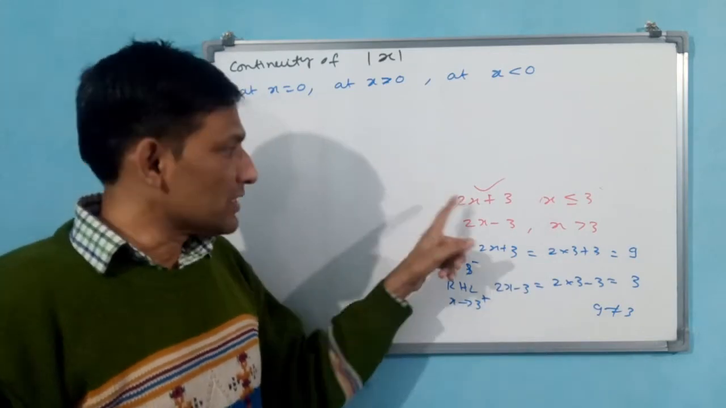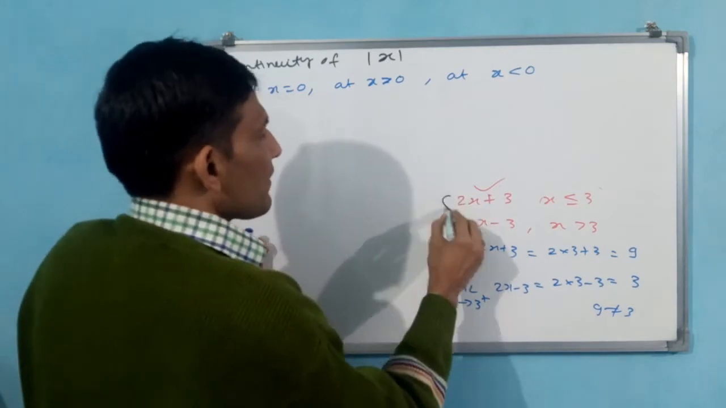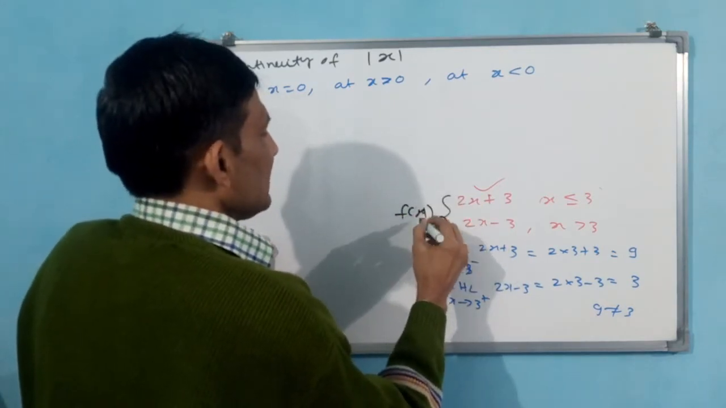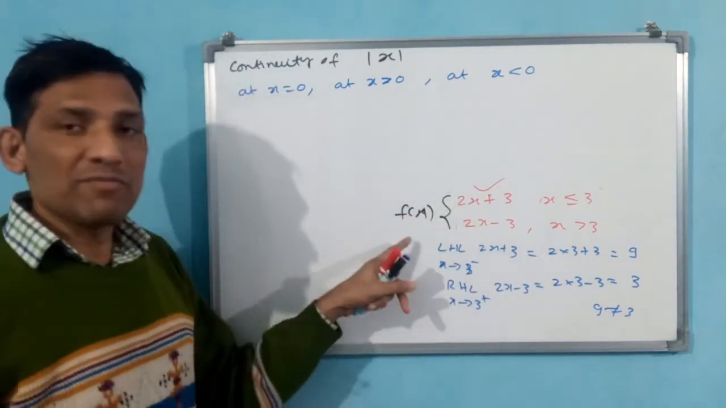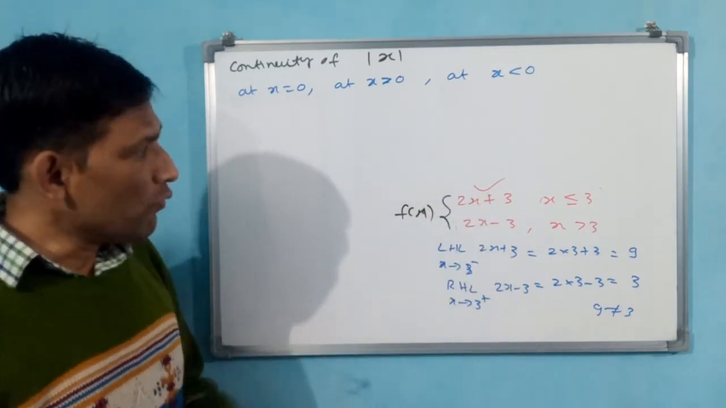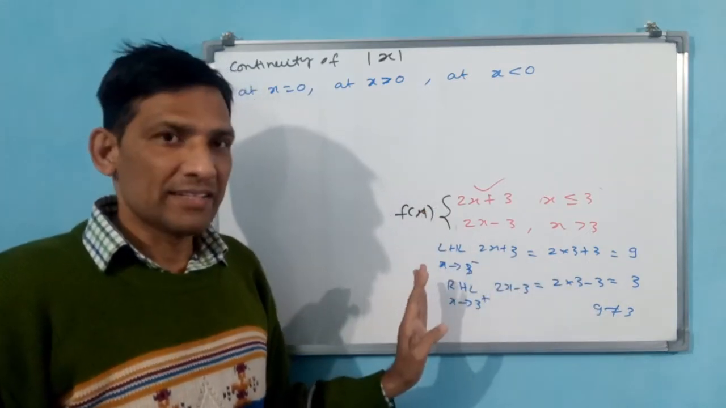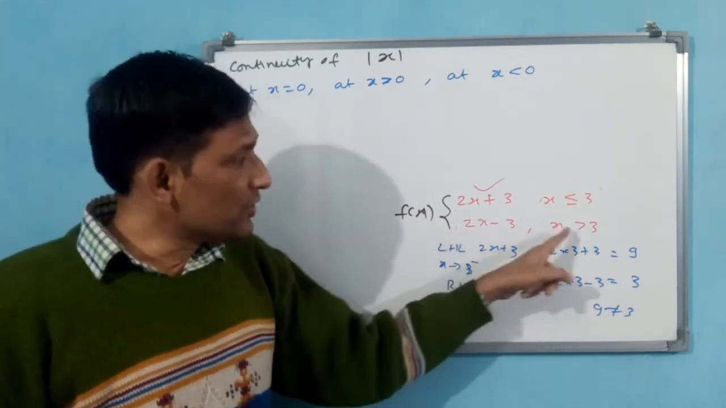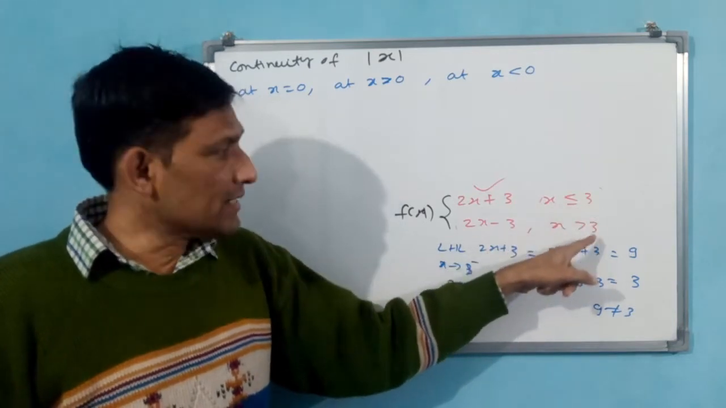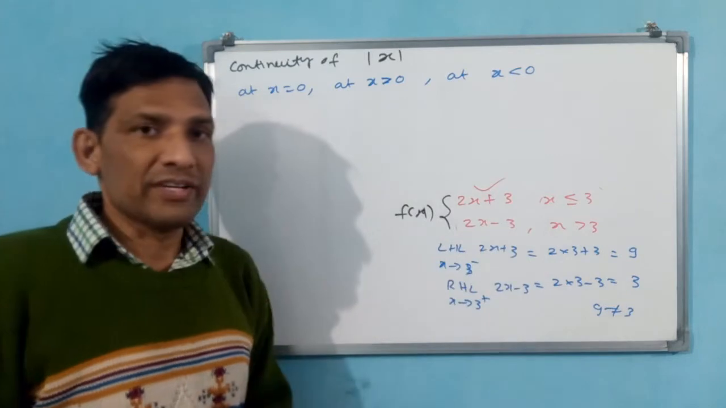See, this function is not continuous at x is equal to 3. Why? Because here, for namesake it is one function, but two functions are there. If only one function is there, it is continuous at all points. Because of the discontinuity at 3, except at 3, the remaining areas of this function are continuous.